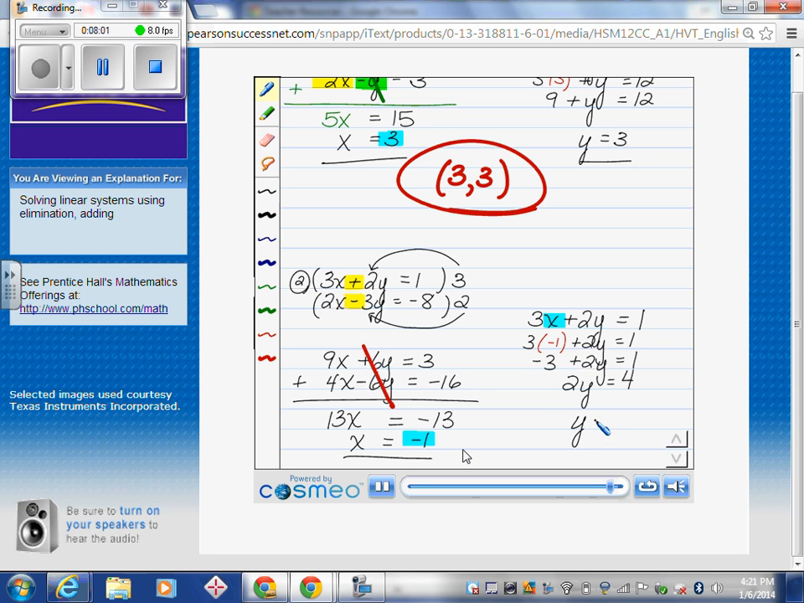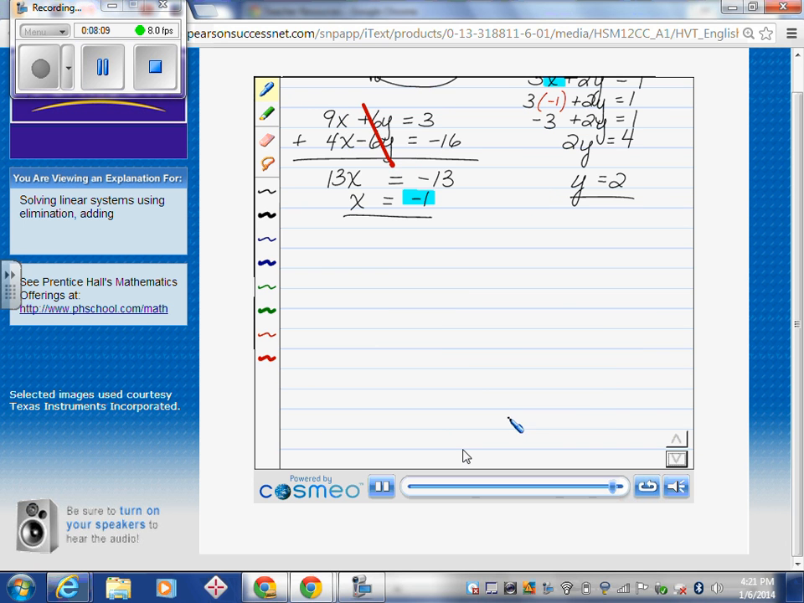Now to solve for y, we need to divide both sides by 2, and we find our answer, y is equal to 2. Our final answer then is the ordered pair where x is negative 1 and y is 2. That's a look at a couple of examples of solving systems of equations using the method of elimination. Work well.